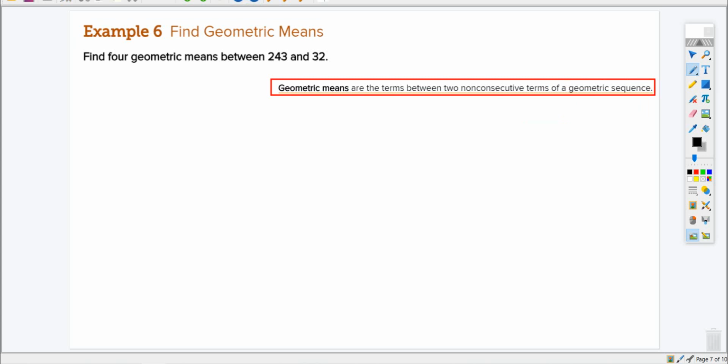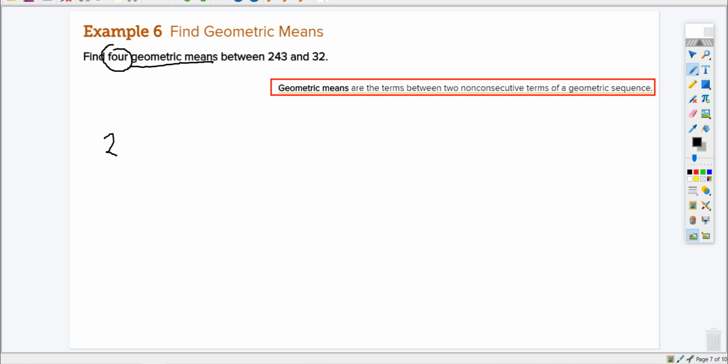Okay, example 6. Example 6 is asking find the 4 geometric means between 243 and 32. Before we find the geometric means of the numbers, we need to know what's a geometric mean first. Geometric means are the terms between two non-consecutive terms of a geometric sequence. Looks like 243 and 32 are just two numbers of the sequence, and we are looking for the ones in the middle. Okay, so looks like we will have 4 of them.